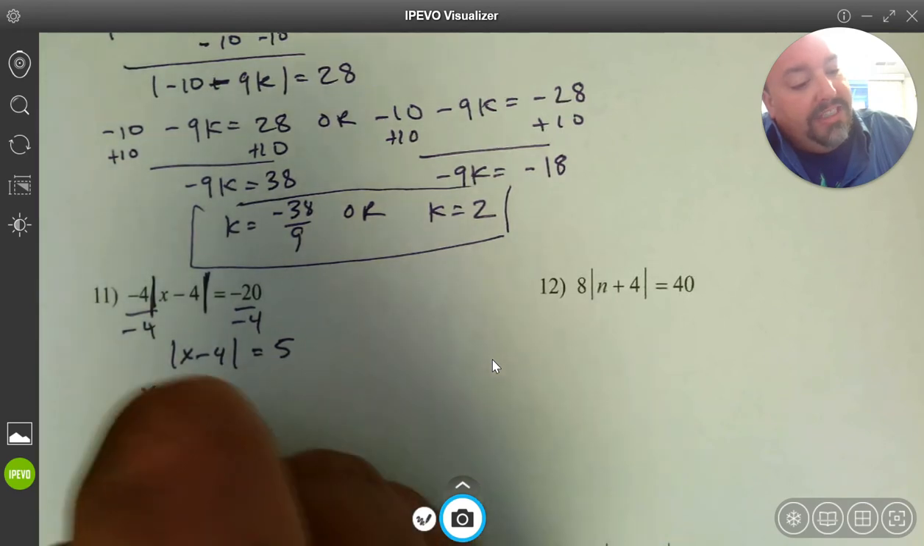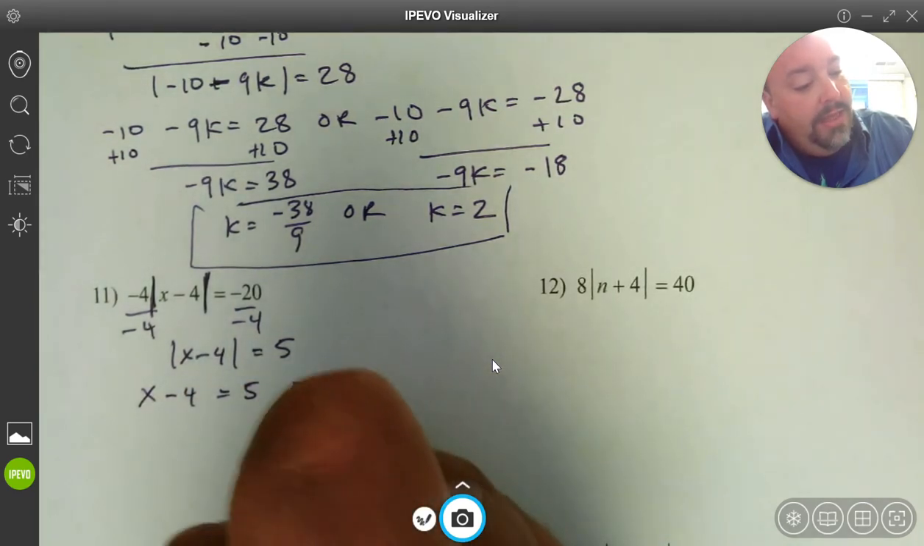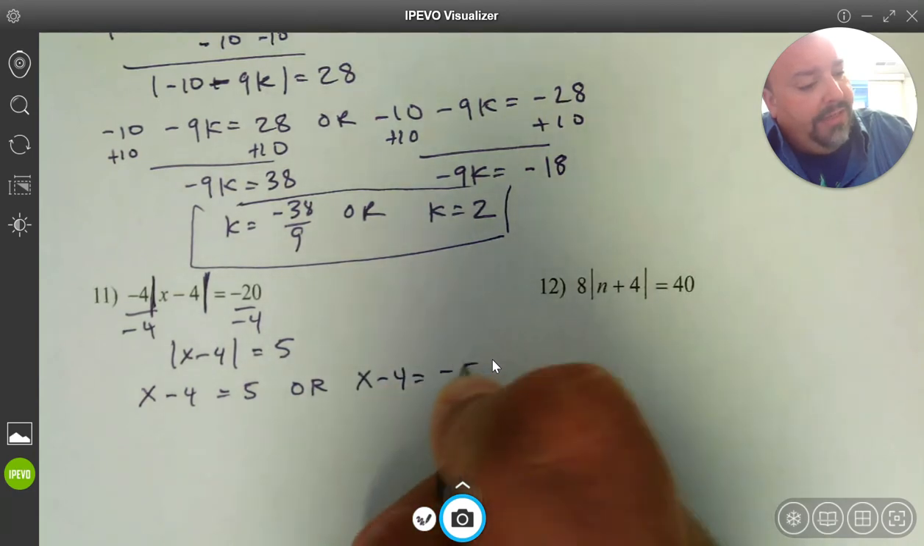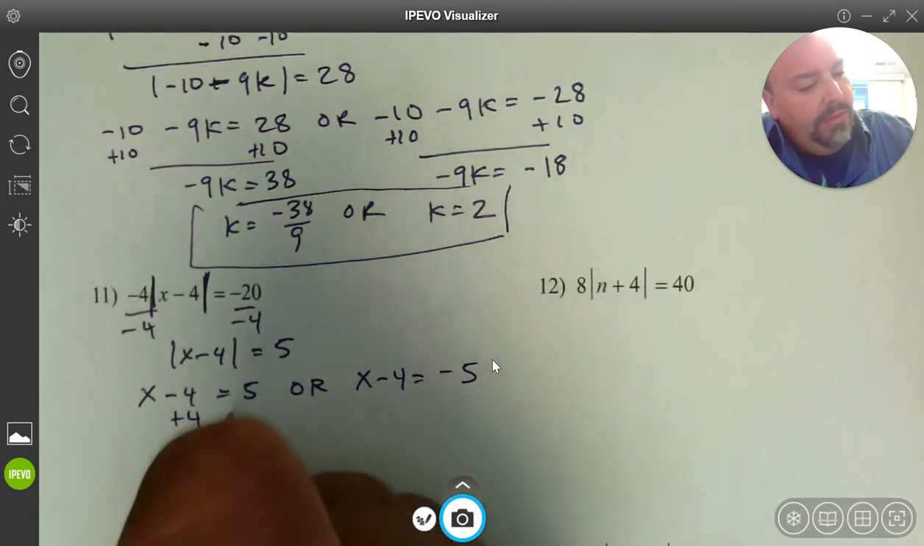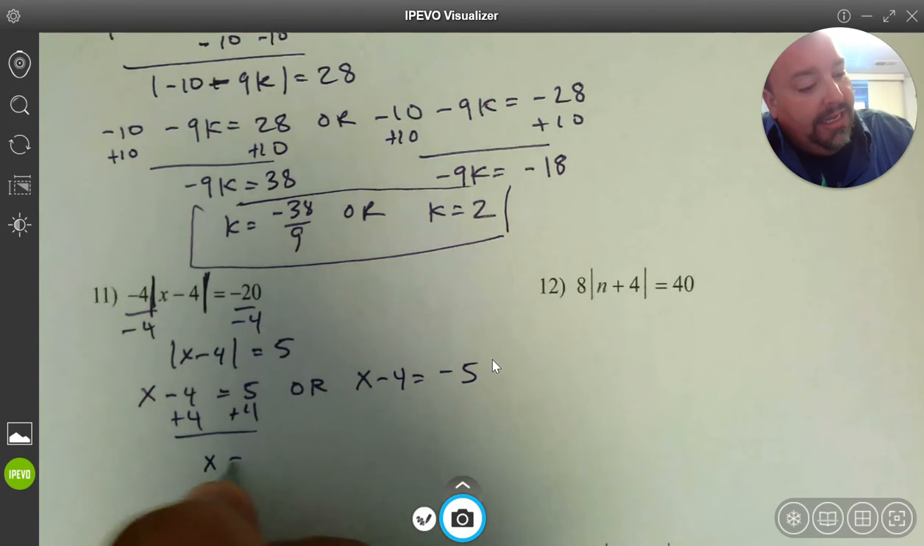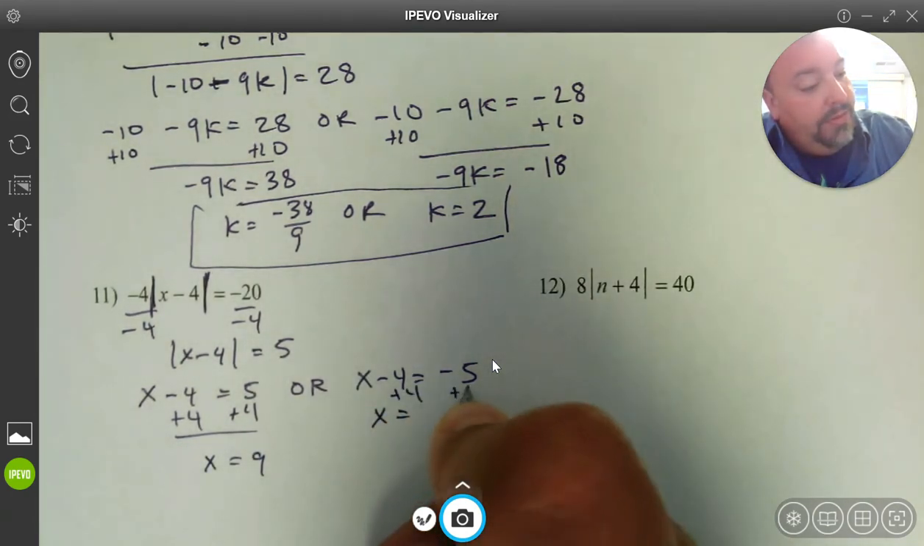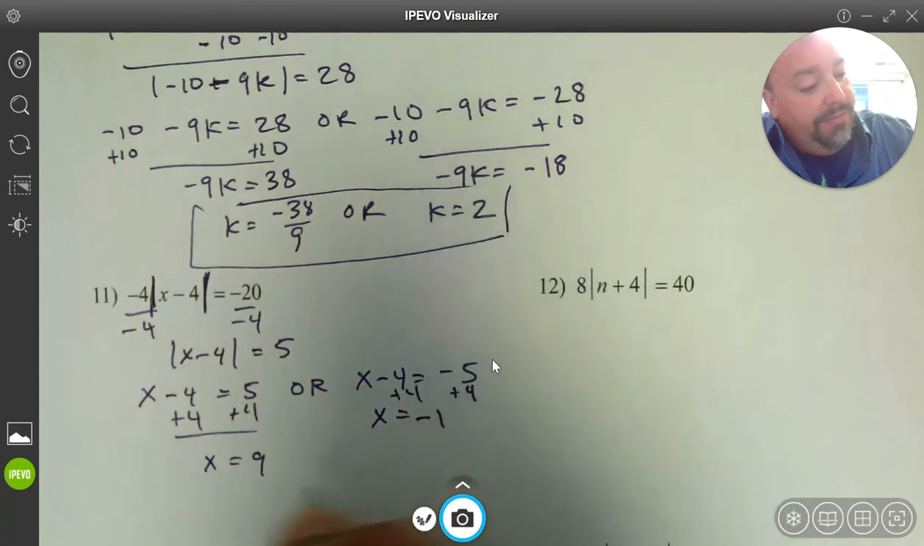At that point, we can split the equation. X minus 4 equals 5, or x minus 4 equals -5. Add 4 to both sides, we get x equals 9, or x equals -1.